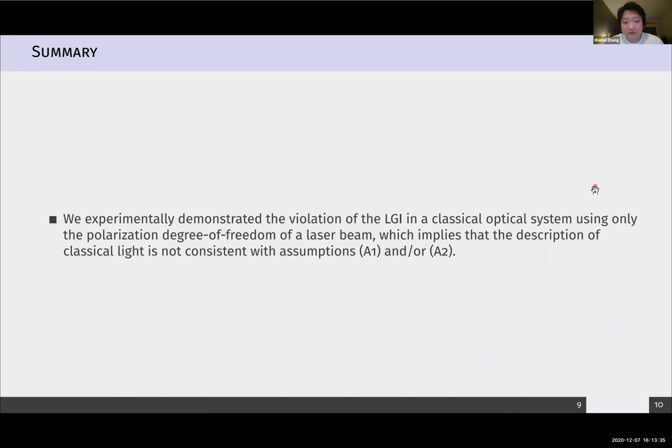So to summarize, we experimentally demonstrated the violation of the Leggett-Garg inequality in a classical optical system using only the polarization, which implies that classical wave mechanics is not consistent with assumptions A1 and/or A2.